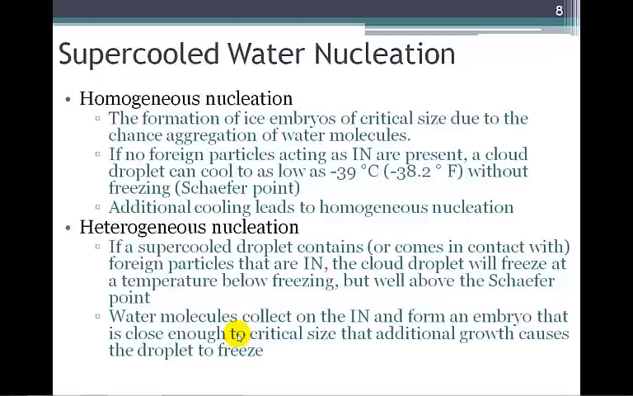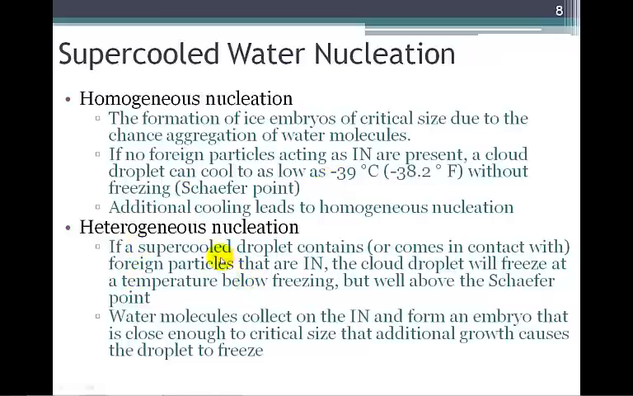Homogeneous just means everything's the same, so it's just pure water. So if we imagine we have pure water, there's no foreign particles in it, and those foreign particles may be acting as ice-forming nuclei. So none of that, it's just water. Then it's possible for this pure water to drop down really far below the freezing point, down to, you see here, negative 39 degrees Celsius. This is called the Schaefer point. And then if it goes lower than that, then it will start to nucleate, to freeze. And so this is homogeneous nucleation.